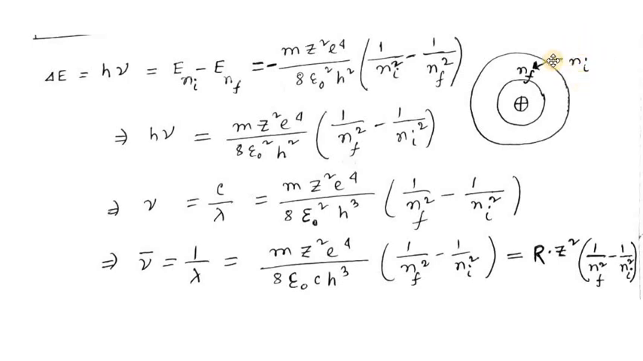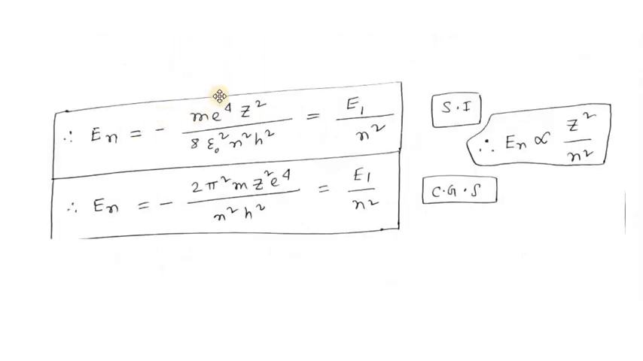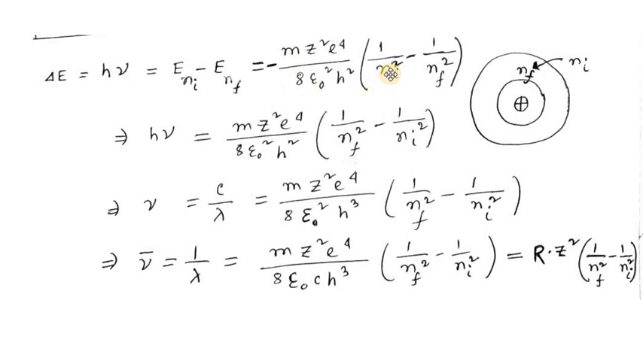As Ni has the higher value, you have to subtract the lower value from the higher value. That's why I am subtracting the energy of Nf from the energy of Ni, and that energy difference should be equal to h nu from both postulates. So just put the energy value from this equation. Then we get this value, and the variables are Ni and Nf. So we will get this kind of equation. After organizing this equation, we can get this value.